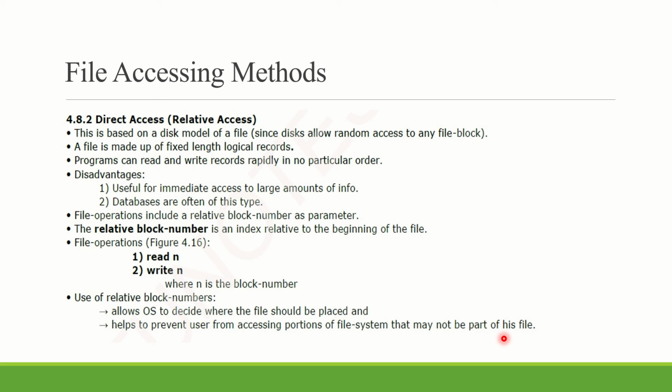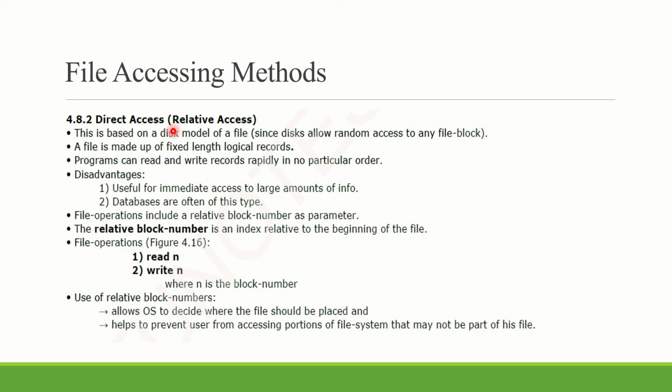So that is preventing the access of unnecessary parts of the file. Only the necessary part will be read or written, or any operation will be done only on the necessary part of the file, by using the relative block number concept. So that is the second method, direct access or relative access method.